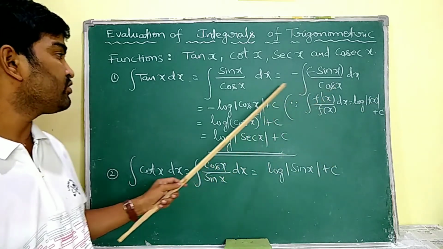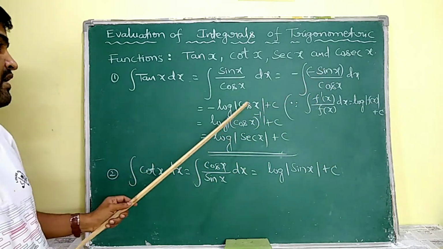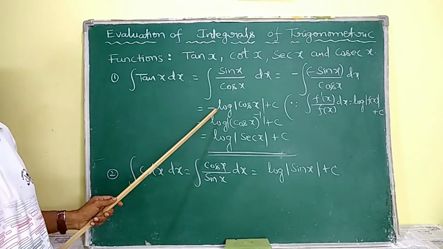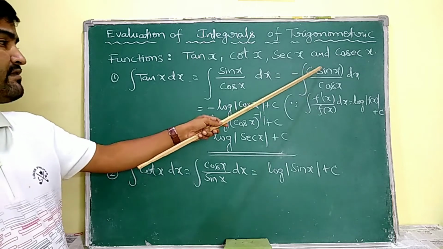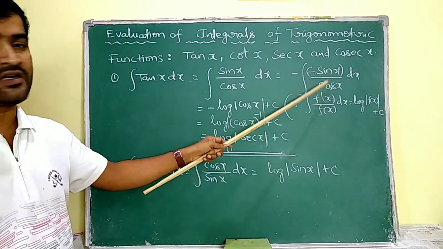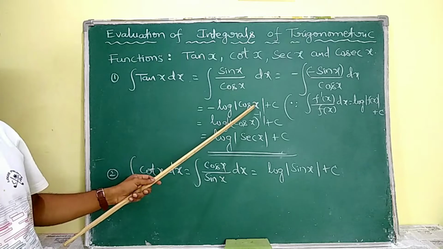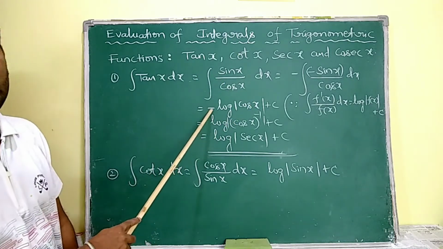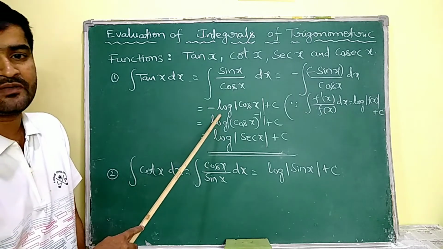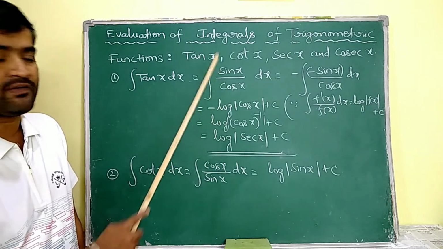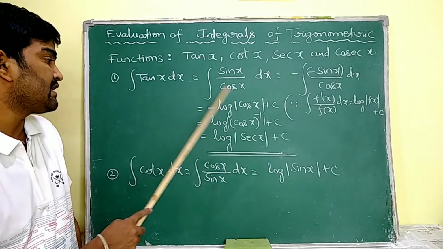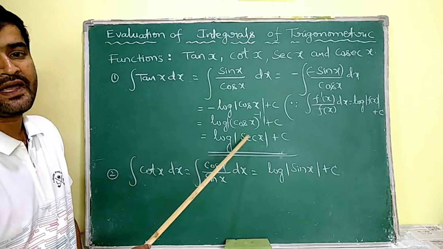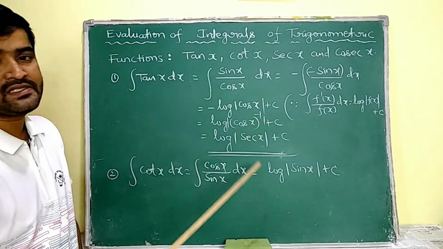Okay now, I am going to write its value. This minus is going to be written as a coefficient, and the integral of minus sin x by cos x is going to be expressed as log of cos x. We know that whenever we have some value as a coefficient for the logarithm, that can be transferred to the power. So this minus 1 is going to be transferred to the power of this cos x. Then this becomes log of cos x whole power of minus 1 plus c.